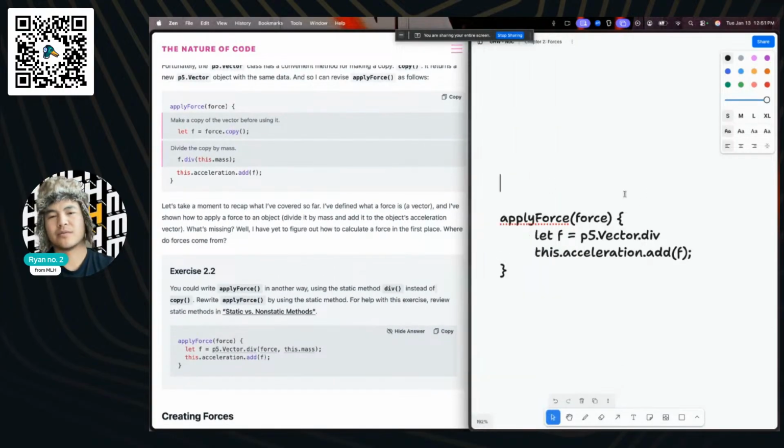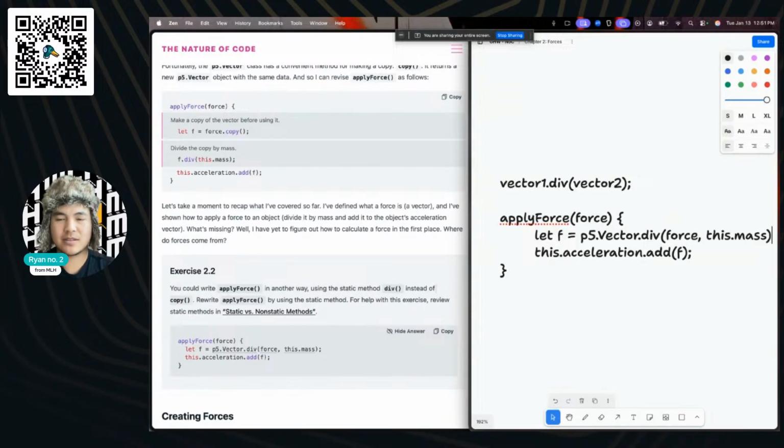Oh, okay. So the way that div usually works is we would have an existing vector over here. So this would be like vector1.div, and then we would just take in a single parameter, which would be like a second vector. And so that would be the equivalent of dividing the first vector by the second one. And so in this version instead, we have two different vectors as parameters over here. So in this case, it would be force and this.mass. Okay, that makes more sense. To me at least. p5.Vector.div(vector1, vector2).